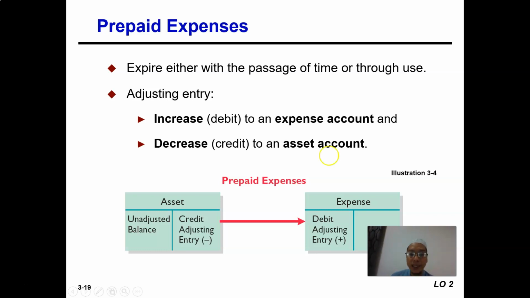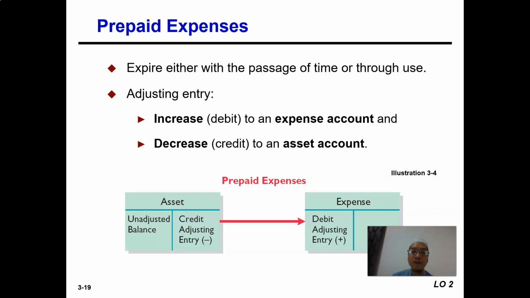So the adjusting entry here is needed when you have actually used up the expense. For example, when you pay for insurance for 12 months, and that 12 months has passed, has expired, then you need to do the adjusting entry. Because at the time when you pay your insurance, you will record it as an asset. You will credit your cash because you pay out with cash, but you will debit an asset account because you are expecting to receive benefit from the insurance.